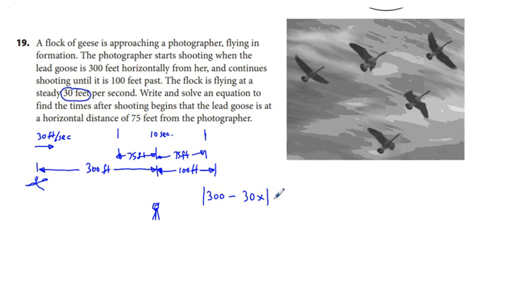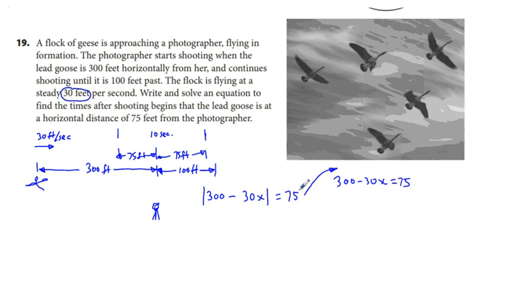Now we want to find when the lead goose is 75 feet away. So that's what we have. And we know, looking at the equation purely now, since 75 is a positive number, we know we're going to have two solutions. But that really makes sense from the physical setup we have here. So how are we going to solve this? Well, it's going to be similar to the way we did the last problem. We're going to have two equations from this. We're going to have 300 minus 30x is equal to 75.